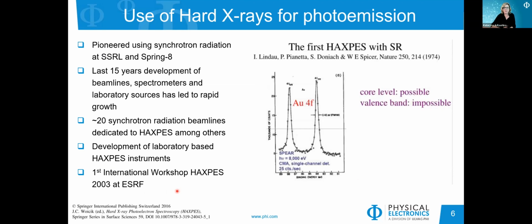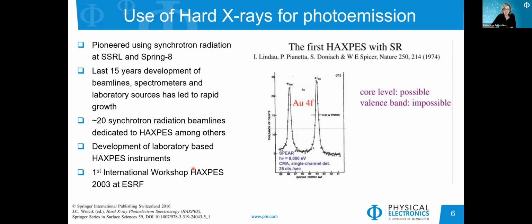Initially, hard X-ray photoemission was developed in the 70s. The first HAXPES was obtained at the synchrotron using a primary source of 8,000 eV. Multiple beam lines, of course, picked it up, and that became quite a popular technique. Laboratory sources became available a few years back.